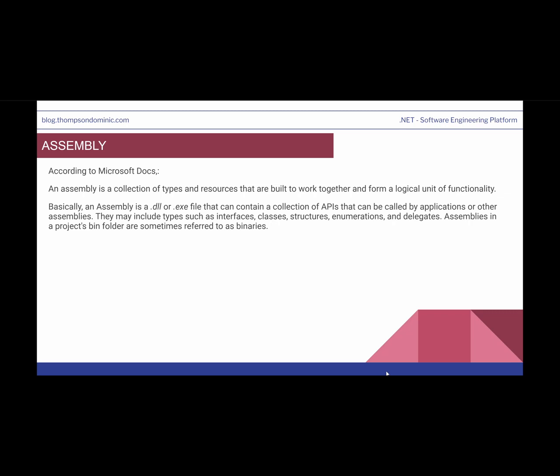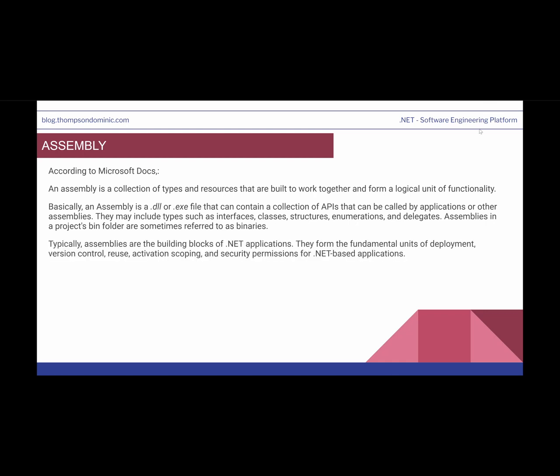So assemblies are the building blocks of all .NET applications. Every .NET application must compile to an assembly, and the assembly can either be a .dll or a .exe. A .dll, remember, is a dynamic link library, and a .exe is an executable file. Executable in the sense that when the user sees an icon on the desktop and double clicks it and it runs on Windows, that is an executable.